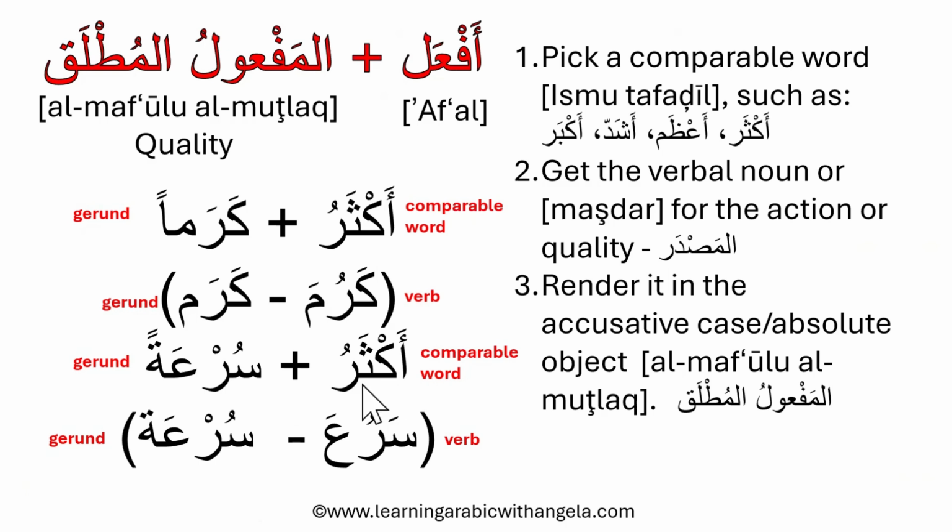أكثر سرعة. Instead of saying أسرع, faster, using أفعل, we use أكثر, which is itself a comparable word. So أكثر plus سرعة, which is the gerund from سرعة. سرعة means speed, so more or higher in terms of speed. Okay, and this noun will be in the accusative case, just in case you're really into case endings. So أكثر كرما, أكثر سرعة, أكثر جمالا.